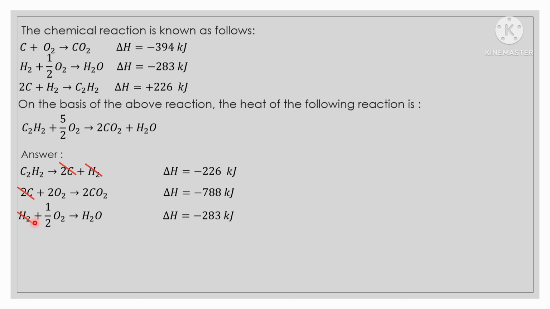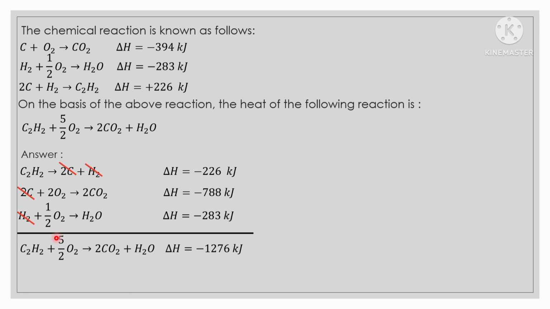After that we add up all the reactions like this, and we have the result of delta H equals minus 1217.6 kilojoules.